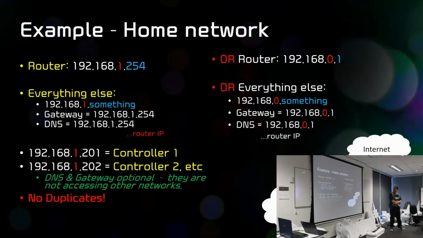So home network, I'll have these slides available to download. So basically, you're going to have 192.168 something, either a 1 or a 0, and then the unique number for each device. So usually your router's like .1 or .254. So then everything else on your network's gateway and DNS is going to point to your router's IP, being the 1.254 address, and then the last part of the IP address is going to be unique for every device on your network. So then we can have like controller 1, controller 2 as 1.201, 1.202, and so forth. Just got to keep in mind, don't create a duplicate.